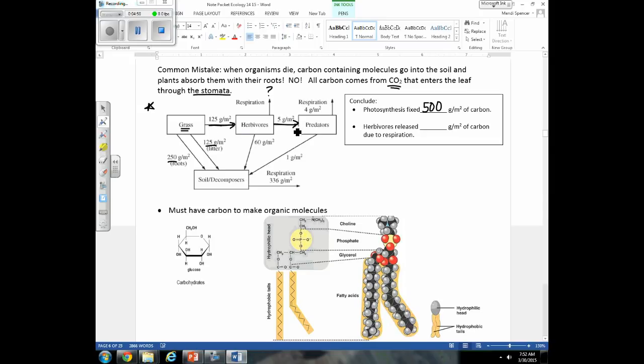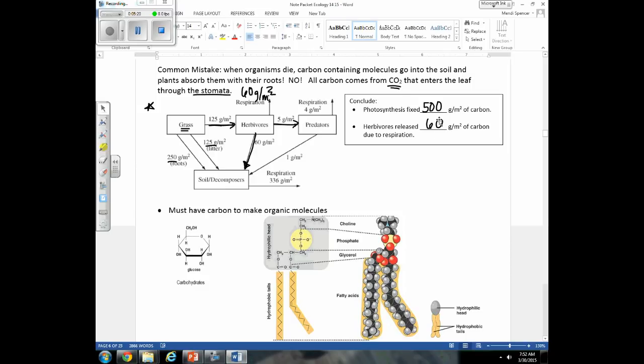There's 5 grams being passed on to predators when predators are consuming some of these herbivores. Through waste and death, 60 grams of carbon is being passed to decomposers. So basically what is left, it would be 60 grams. We know that there's 60 grams per meter squared of carbon being released into the atmosphere as CO2.